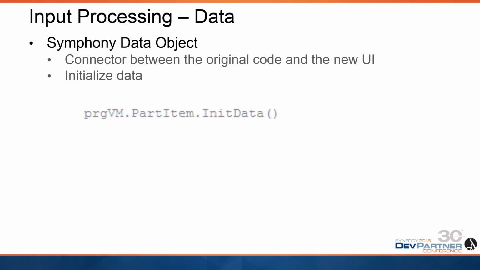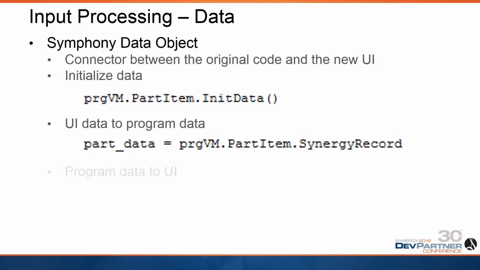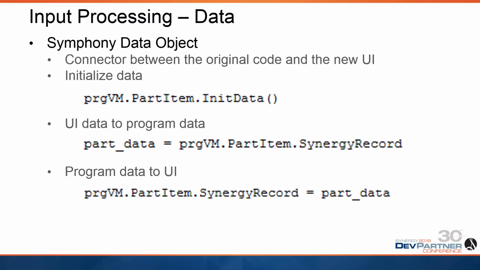So, we've got this data object. This is the same for list processing and input processing and all that kind of stuff. And it's the connector between your existing application and the WPF world. And we've added capabilities into the data object, built them in, so they form a similar sort of structure to the way you're used to doing your toolkit development.